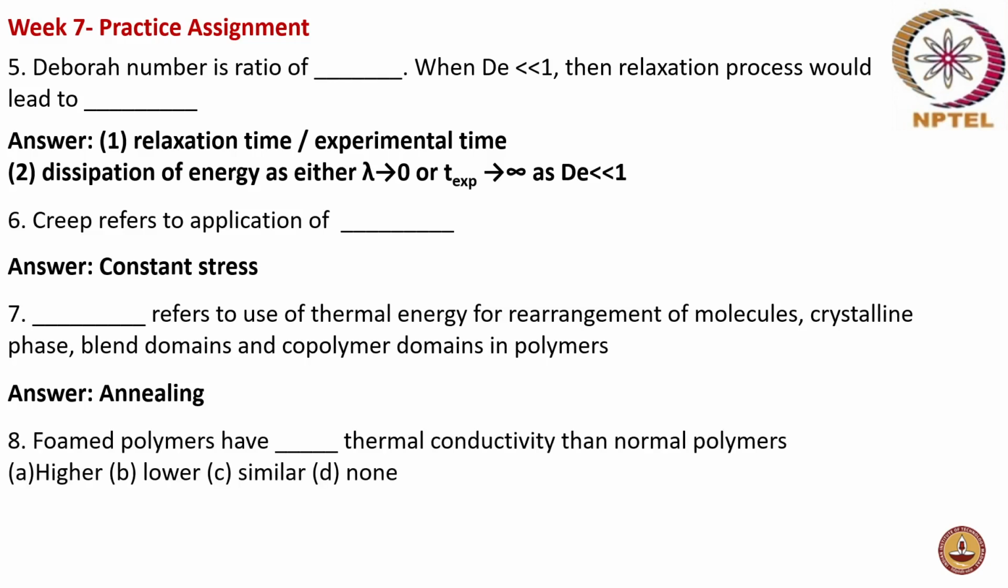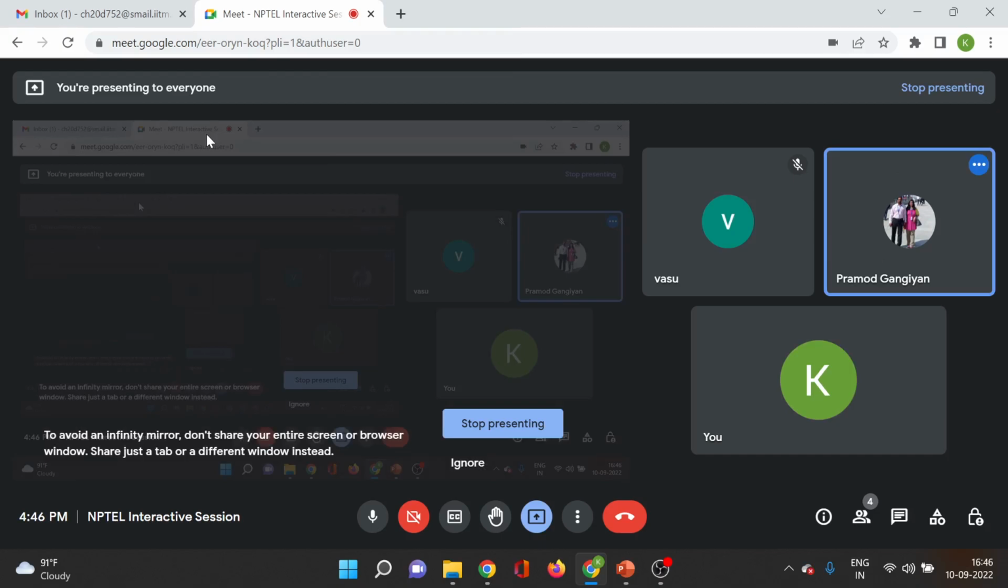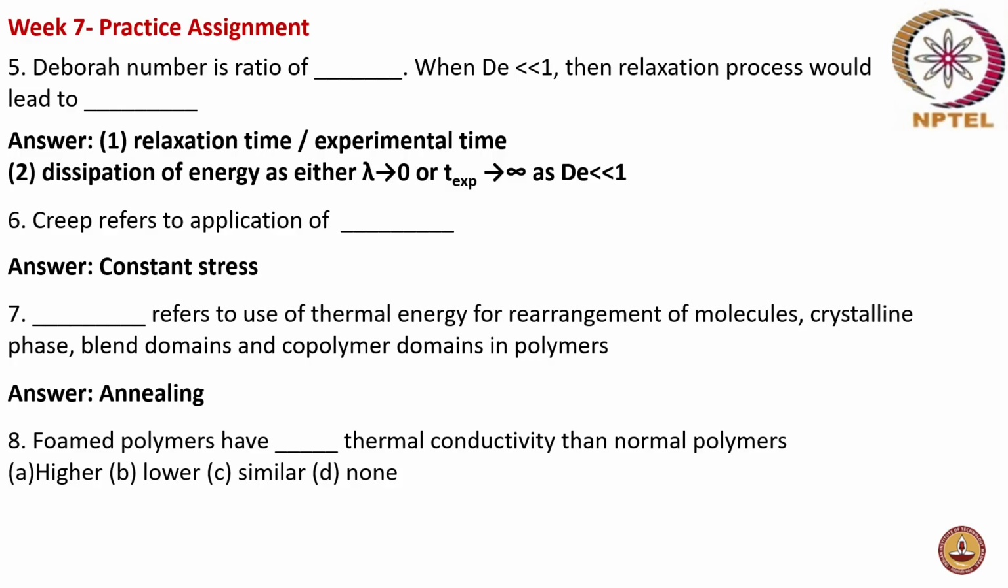Okay. Foamed polymers have thermal conductivity dash than normal polymers. Does it have higher thermal conductivity than normal polymers, lower thermal conductivity, similar thermal conductivity, or none of the above? Ma'am, it is higher than normal polymers. Is it higher? Are you sure? Pramod, do you agree? You can just type in the chat box. Sorry, I'm driving. Oh, okay, fine.